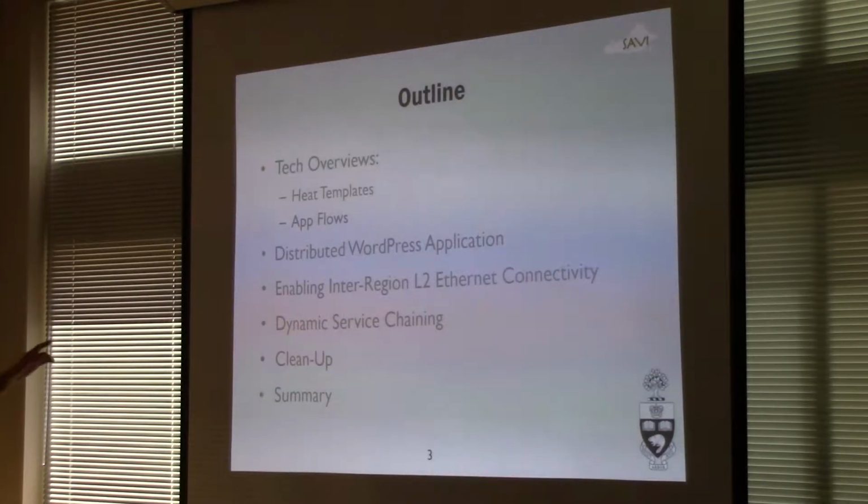We'll also talk quickly about application flows. After that, we'll do a distributed WordPress application where the database of the WordPress website is in the core region, whereas the web server is in the edge region, closer to the end users. Then we'll talk about how to enable inter-region layer 2, so pure Ethernet connectivity. As Professor Leon Garcia said this morning, at the base level the SAVI testbed doesn't use IP. We control our network flows purely through Ethernet only.